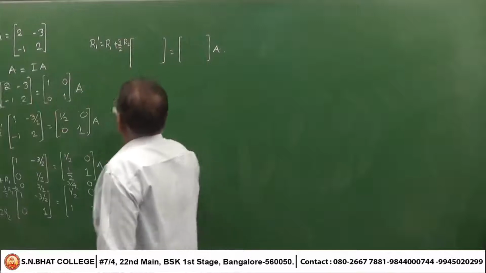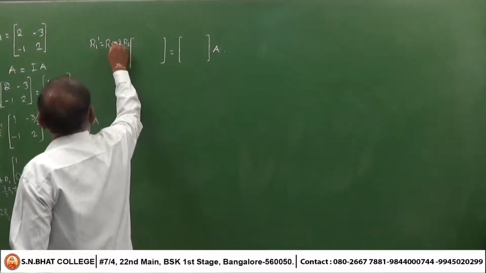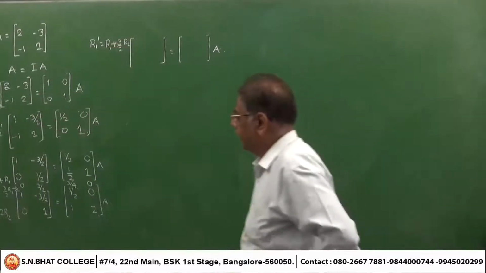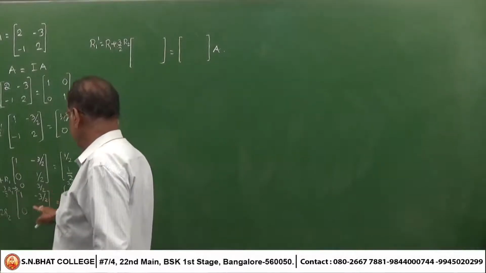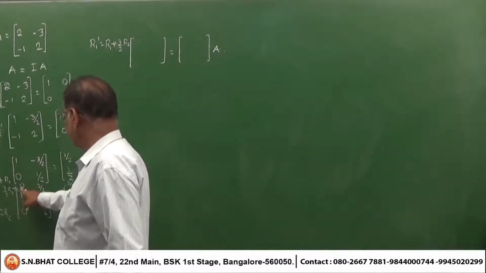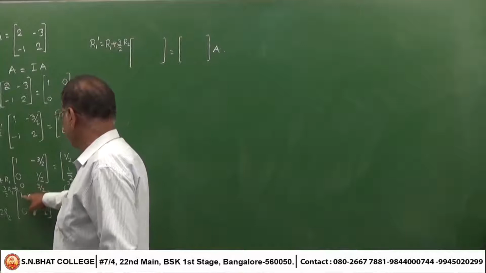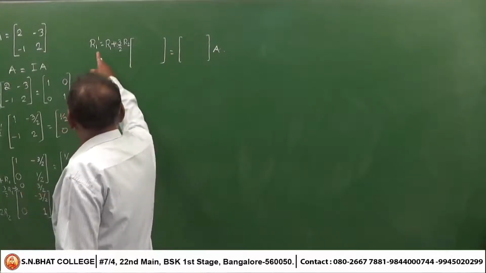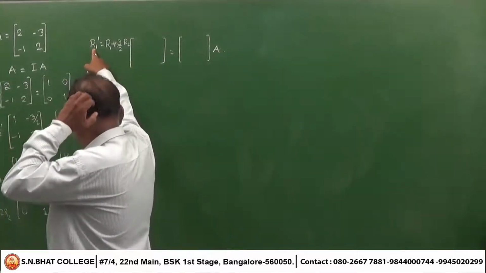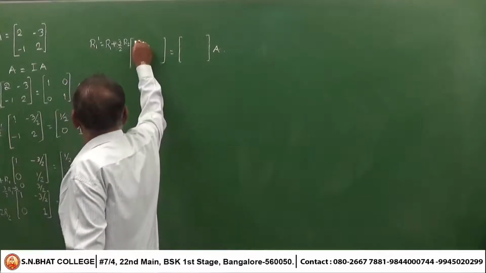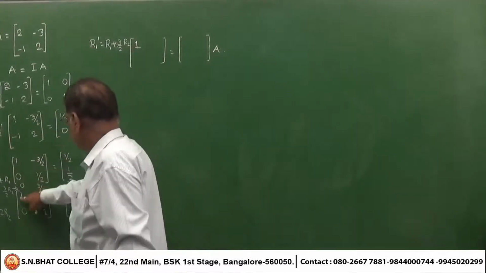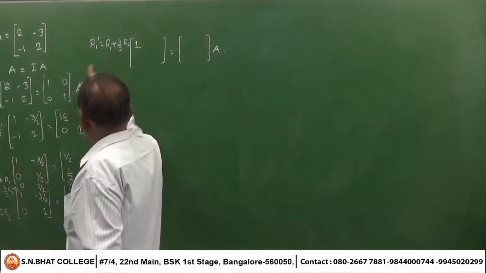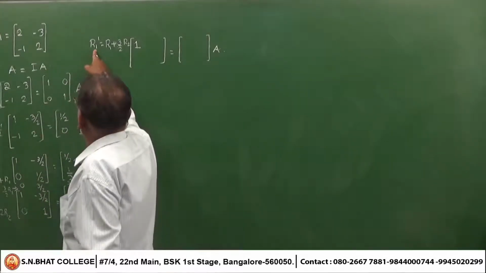R1 dash is R1 plus 3 by 2 R2. I have calculated 3 by 2 R2 here. R1 dash is R1 plus 3 by 2 R2. Add these two; we are writing it in R1. 1 plus 0 is 1. R1 plus 3 by 2 R2, you have to write it in R1.